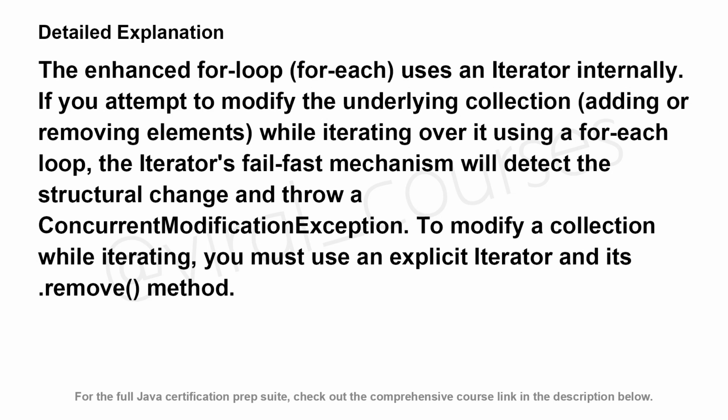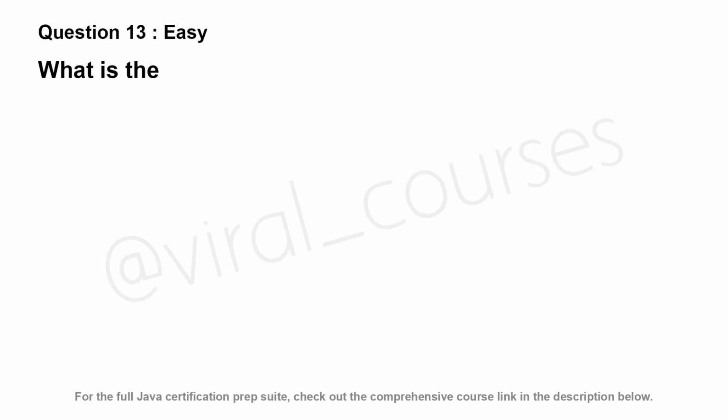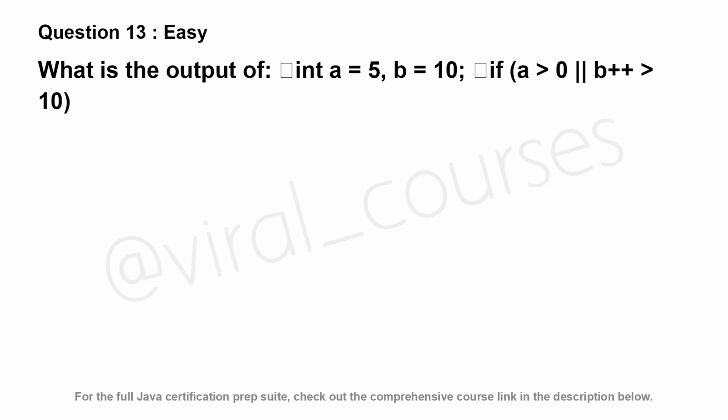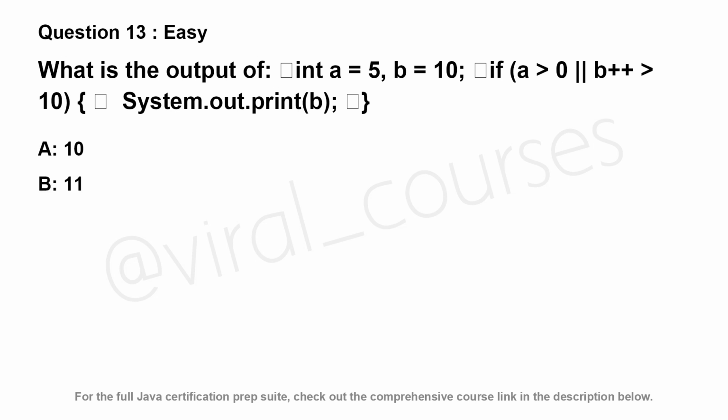What is the output of: int a = 5, b = 10; if (a > 0 || b++ > 10) System.out.print(b); Option A, 10. Option B, 11. Option C, 5. Option D, compilation error.